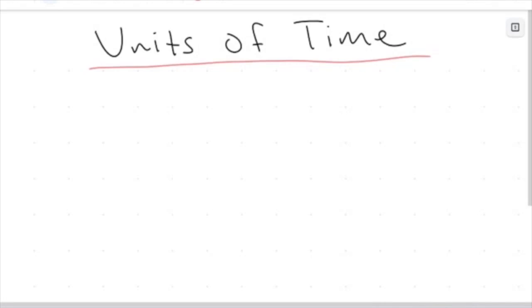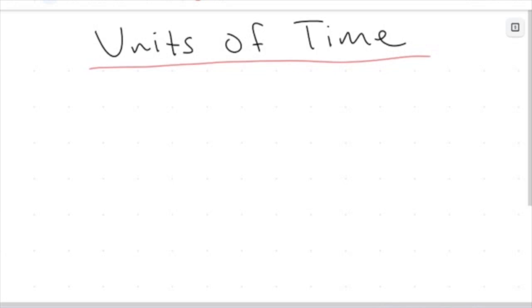So, we are looking from the Year 7 syllabus. This is from the Australian syllabus where I'm from. We're looking at the topic of time. So, this is a very short topic. I'll only do a few videos on it. But today, I really just want to talk about units of time.